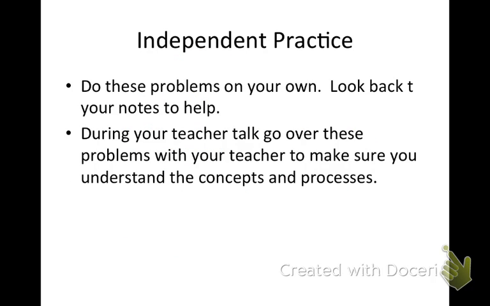Now you need to do the independent practice problems. I'm not going to check them on the video, so you do them on your own. Look back at your notes to help you. And then when you do your teacher talk right after that, go over these problems with your teacher to make sure that you understand the concepts and the processes.